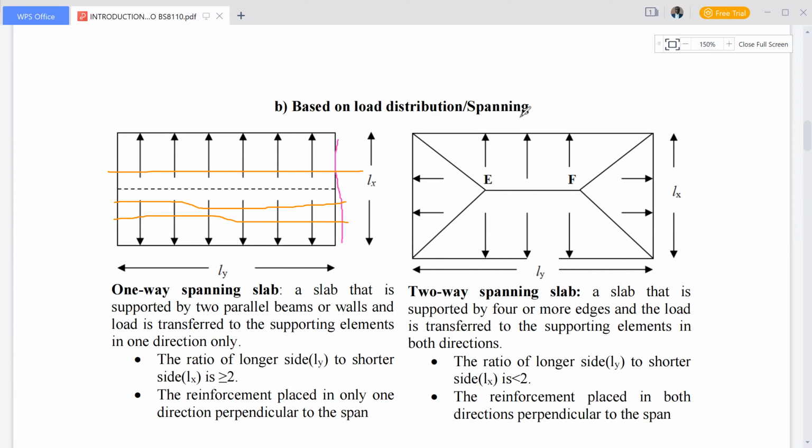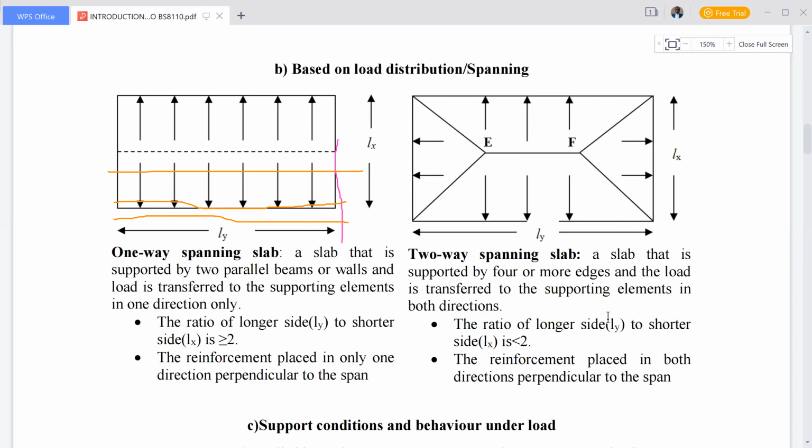Then we have another type in terms of load distribution. We call it two-way spanning. For two-way spanning, we say it's a slab that is supported by four or more edges and the load is transferred to the supporting element in both directions. So you see, we have this direction and then this direction. So we call it a two-way spanning slab. Load is transferred to the supporting element in two directions.